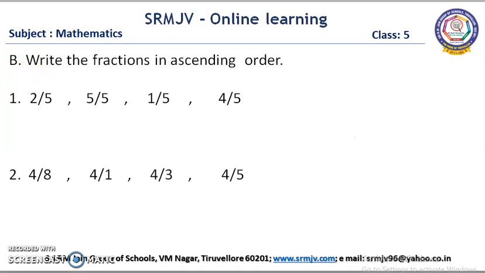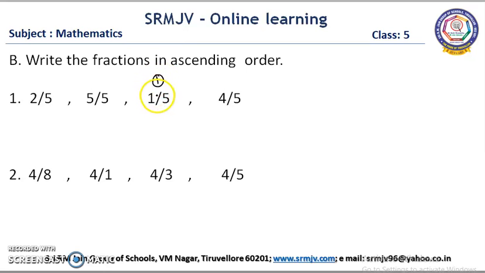The next question is, write the fractions in ascending order. Ascending order means we have to arrange the given fractions from the smaller to greater. Okay, the given fractions are 2 by 5, 5 by 5, 1 by 5 and 4 by 5. Here these fractions are like fractions. The same denominator, isn't it? So these fractions are like fractions. We have to compare the numerators. Here 2, 5, 1 and 4. Which is smallest one? 1 is the smallest one.